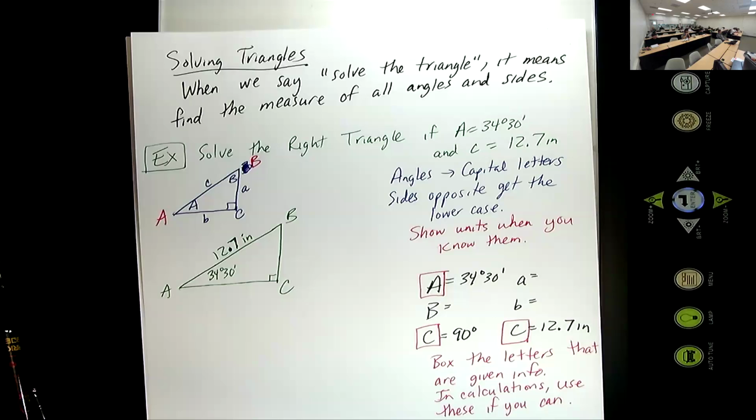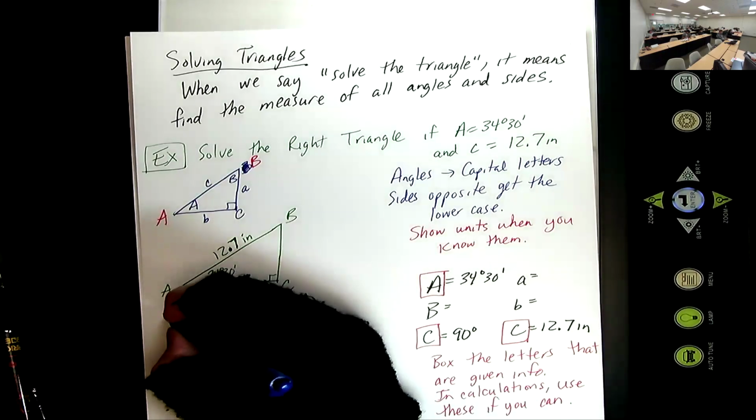What do you think might be the easiest to find first? Big B. Why? Because it's got to equal 180. We know how much the total angles have to equal. So finding big B is probably the easiest.